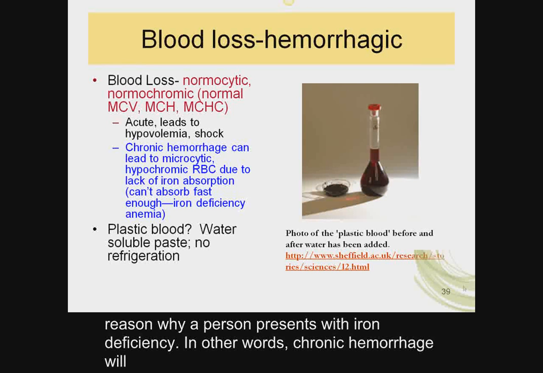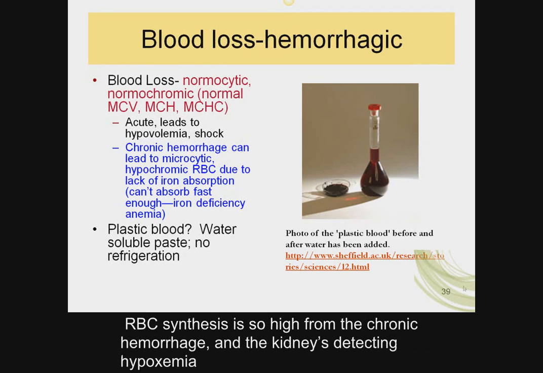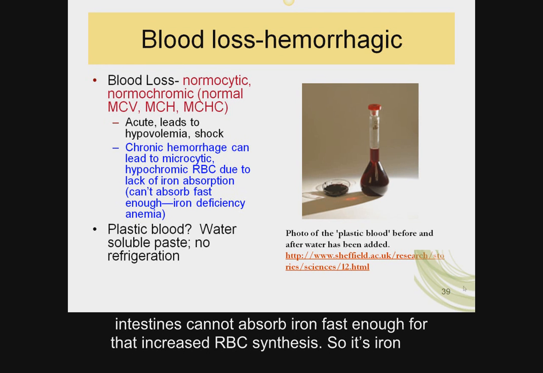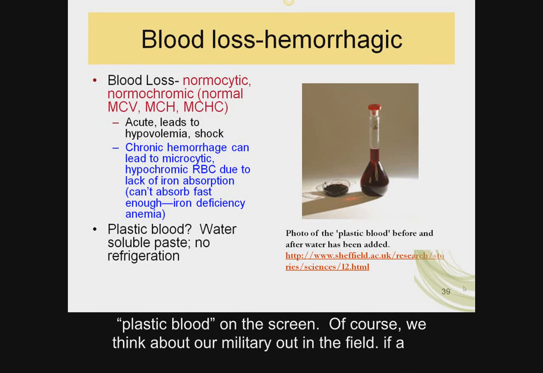In other words, chronic hemorrhage will lead to a different type of anemia, iron deficiency. This is because the demand for new red blood cell synthesis is so high from the chronic hemorrhage, and the kidneys, detecting hypoxemia, release the EPO. The demand on the bone marrow stem cells is just so high that the intestines cannot absorb iron in enough quantity that's required for this boost in red blood cell synthesis. So it's iron deficiency that chronic hemorrhage will lead to.